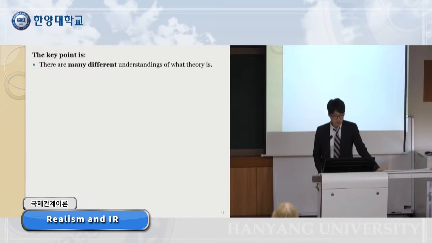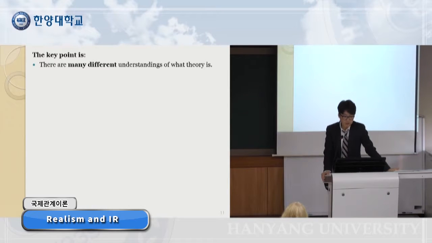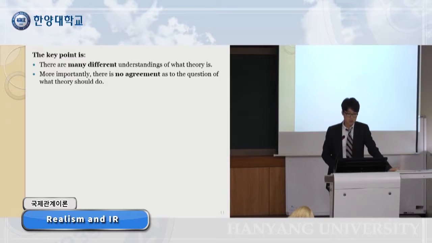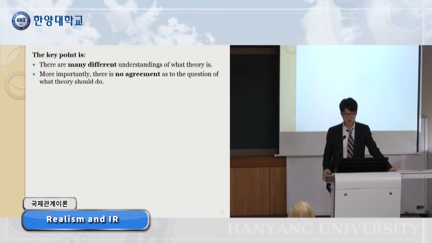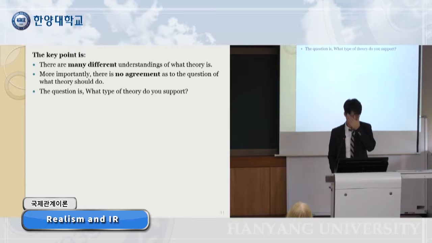So the key point, as I repeat again, is that there are many different understandings of what theory is or what theory should do, right? And more importantly, there is no agreement among scholars, let alone among students whatsoever, regarding the question of what theory should do and what type of theory we should support, right? And that is something that you need to decide, right?